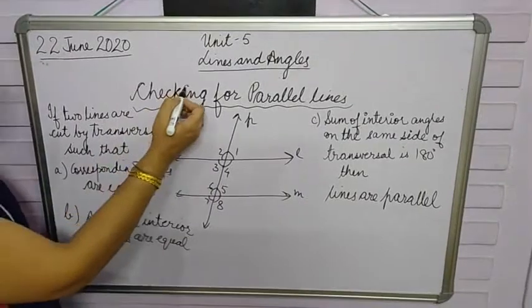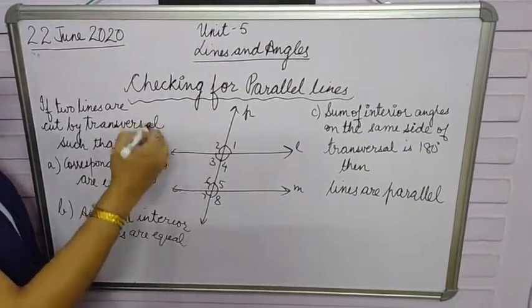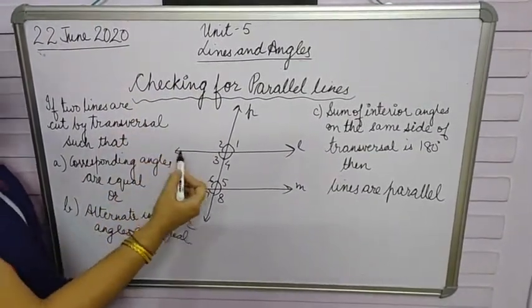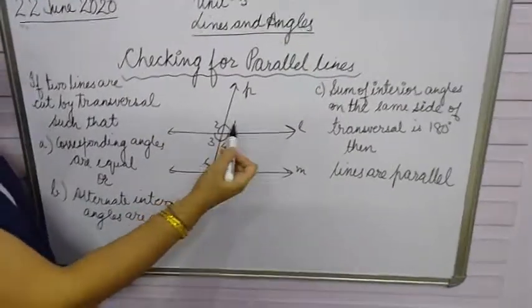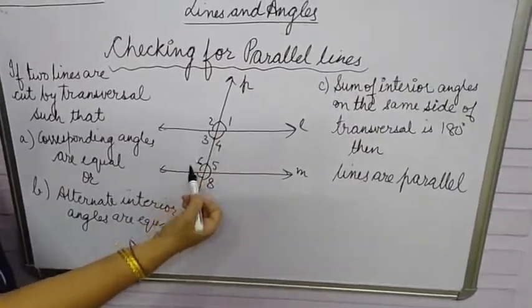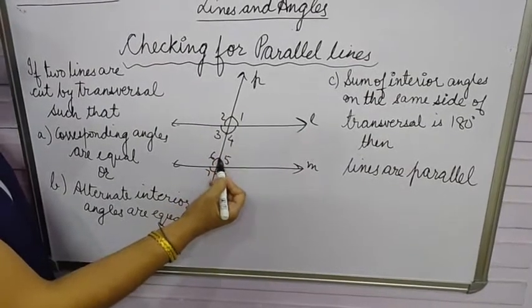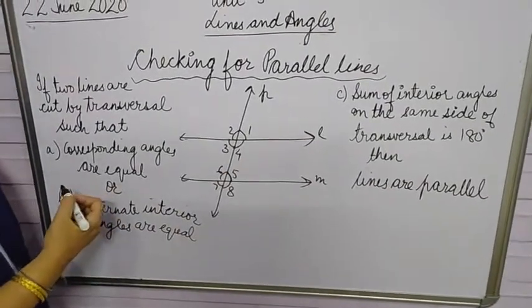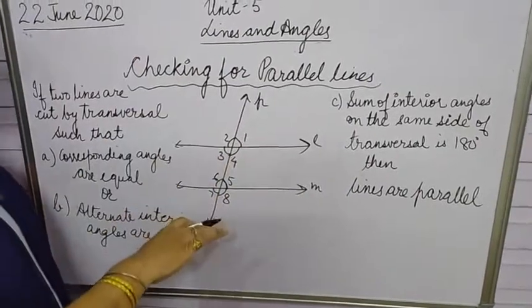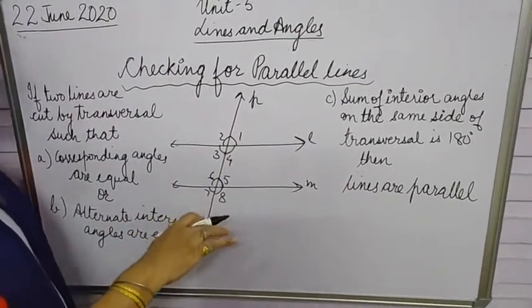Next is checking for parallel lines. Now in the previous topic we have studied that whenever lines are parallel, corresponding angles are equal, alternate angles are equal, and the sum of interior angles on the same side of the transversal is 180 degrees. Now understand the reverse thing.